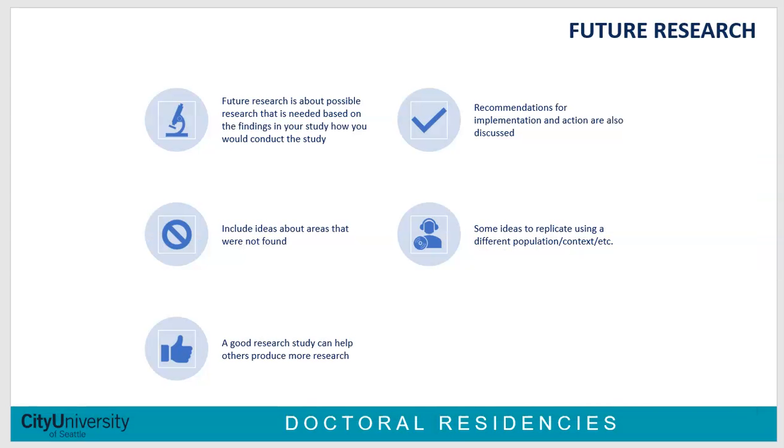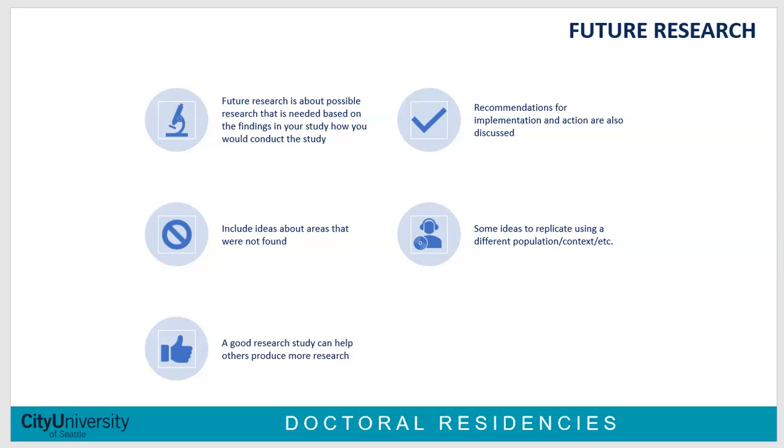In any research study, you typically have at the end in Chapter 5, in any dissertation that is, area for future research. Future research is about possible research that can be done based on your study. So talk about that. What could future researchers do? Include areas about things that you didn't find. Maybe you want to change the population. Maybe a future researcher will do a quantitative exploration instead of what you did, which was a qualitative exploration. Include those. Discuss those recommendations for implementation and action.